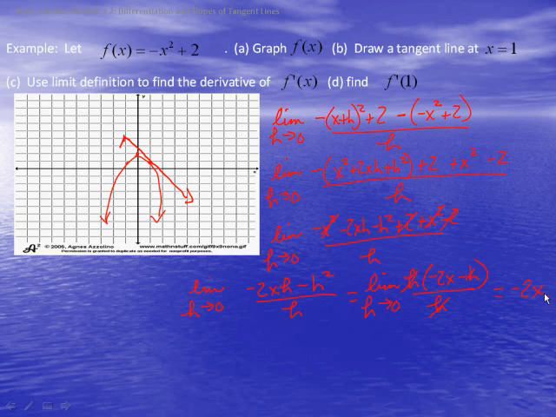Okay, so that is f prime of x, or the derivative. And then if I plug 1 into that, f prime of 1 would be equal to negative 2 times 1, which equals negative 2. And so you can see that the slope, even though my drawing is not the prettiest in the world, is going to be close to negative 2. And in calculus, it's actually negative 2.